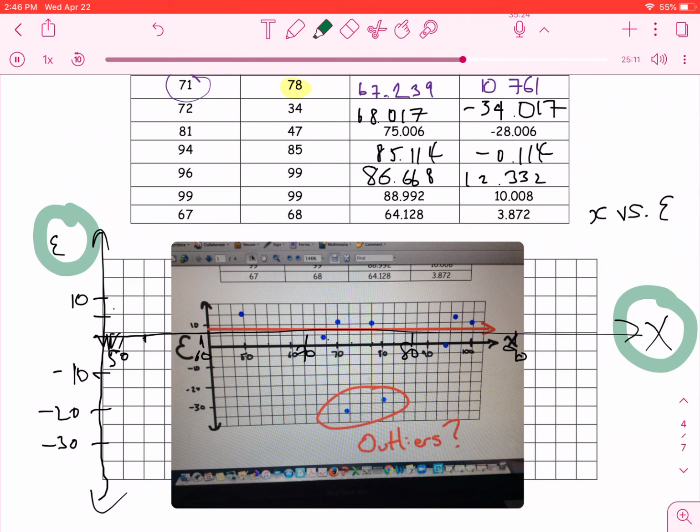So that would be a residual plot, where you would compare E, your expected value, against X, which is your data point value that's given to you.